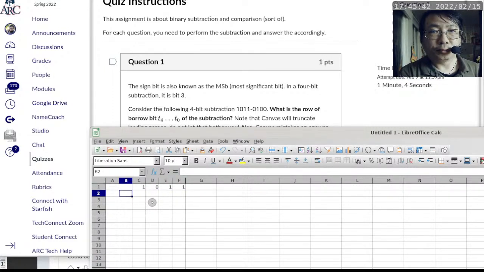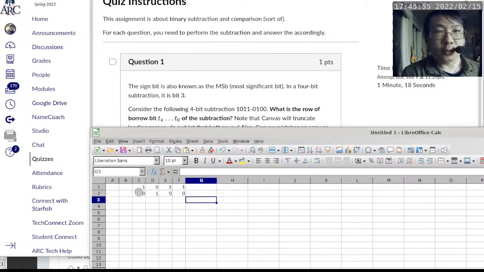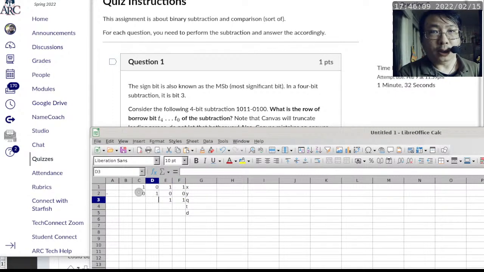All right, so we have 1011, minus 0100. So this is the X row, this is the Y row, this is the Q, this is the T, and then this is the D. Q is pretty easy to figure out. It's just the exclusive OR between X and Y. So it's a 1 here, 1 here, 1 here, and 1 here. So we do end up with 1, 1, 1, 1 in this case.